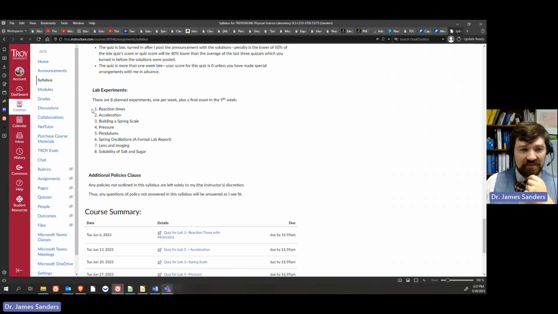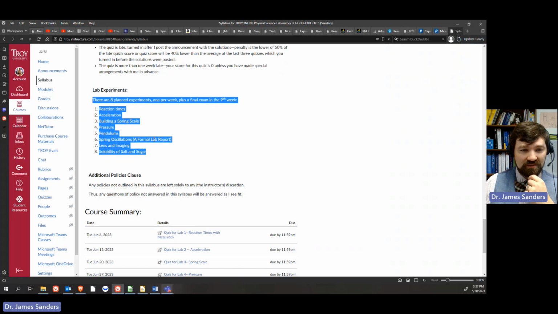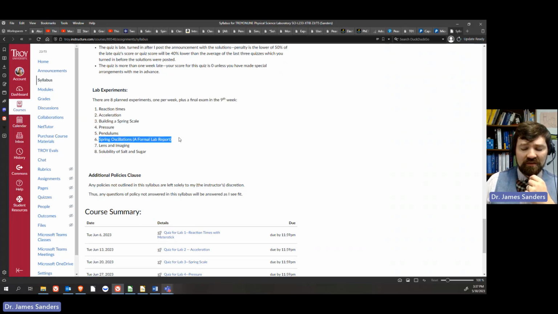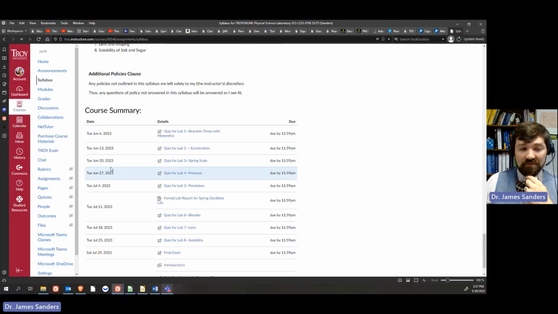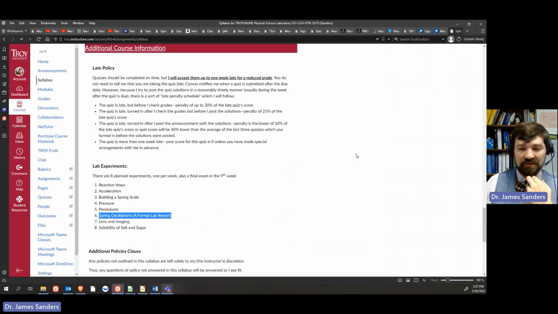Here's a list of the 8 planned experiments. This is your formal lab report experiment. Even if you don't plan to do the lab report, I would still do the experiment. It's a good experiment. It's not worth much of your grade. Quizzes are all due on Tuesday nights. This is to offset from the lecture. So that is a rundown of the basic requirements of this course.